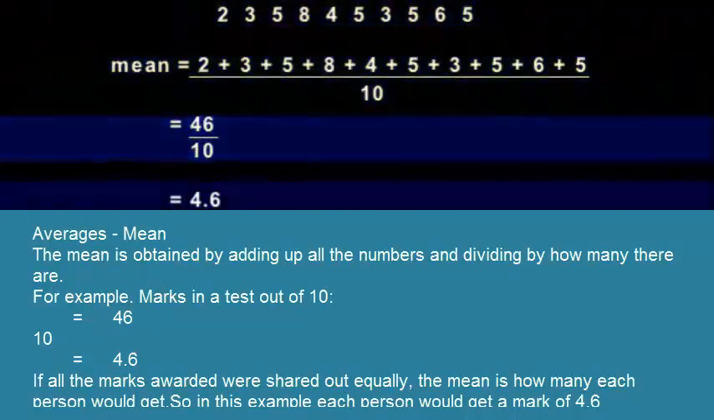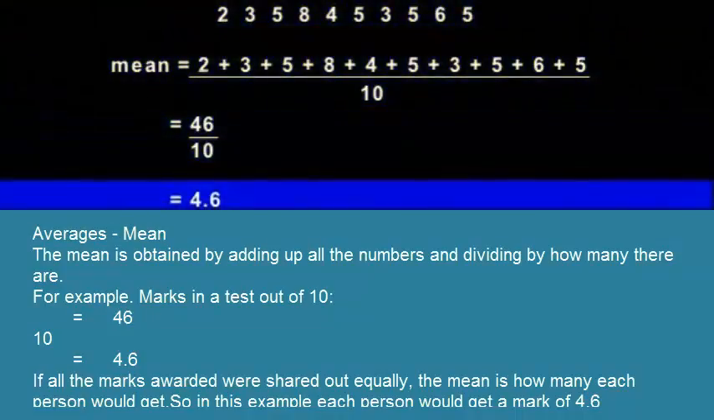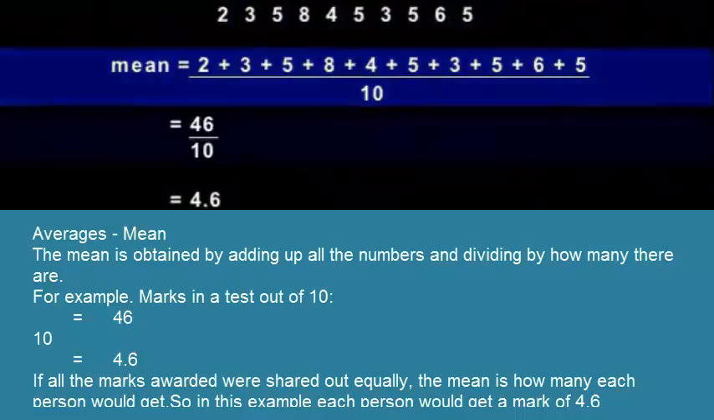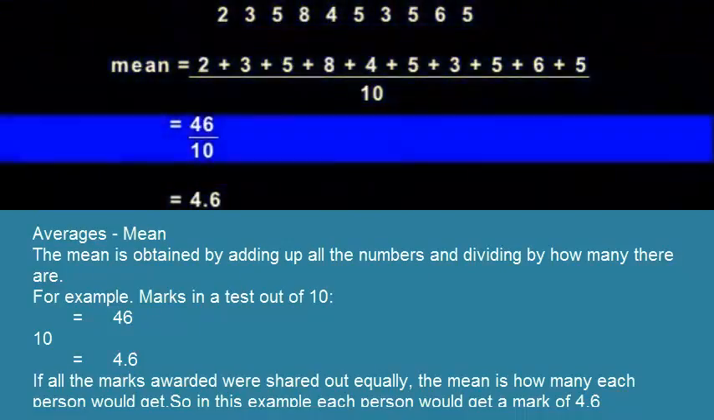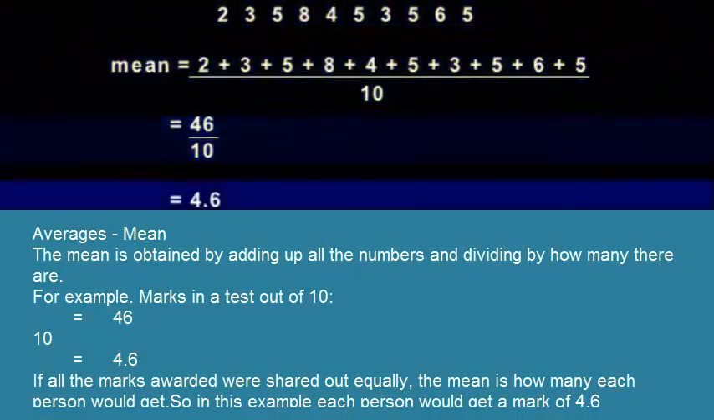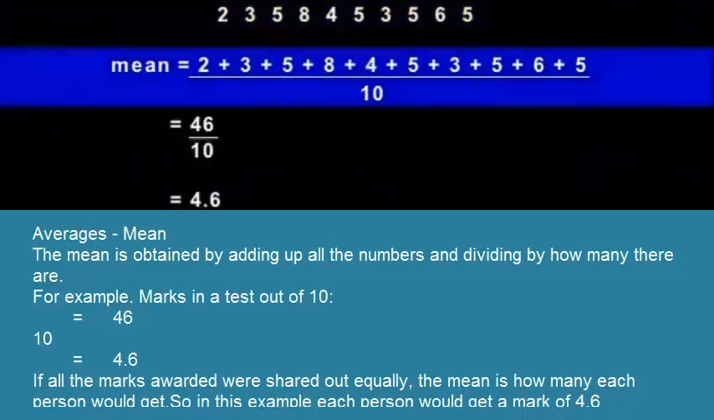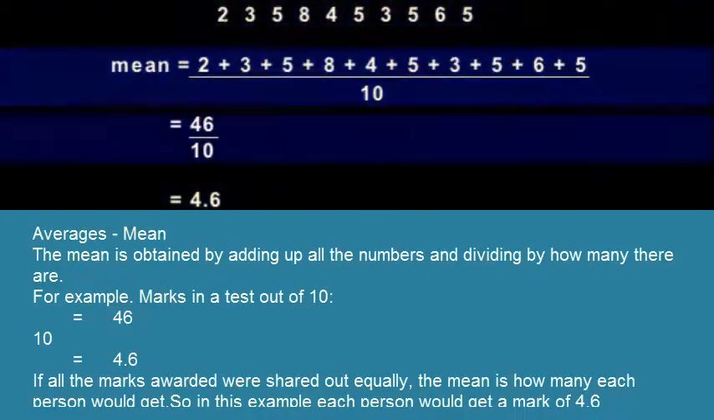For example, marks in a test out of 10 equals 46 over 10 equals 4.6. If all the marks awarded were shared out equally, the mean is how many each person would get. So, in this example, each person would get a mark of 4.6.